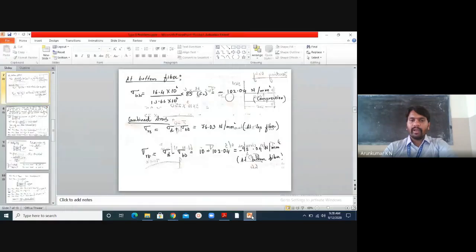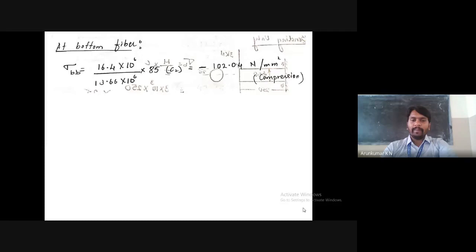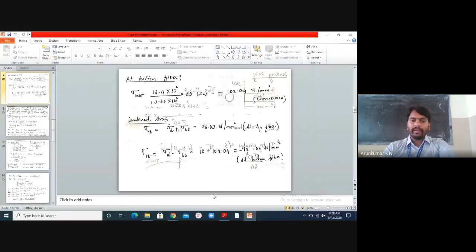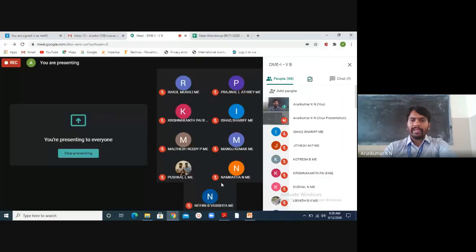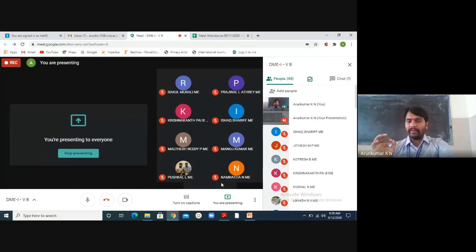The next problem is somewhat like all the problems. The main thing will be, it's based on the type of load and cross section.